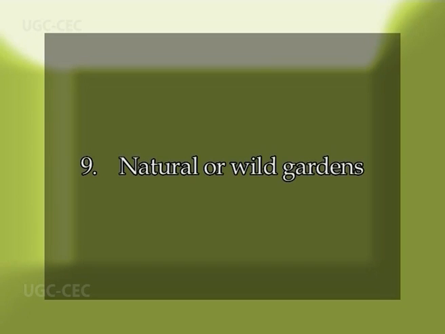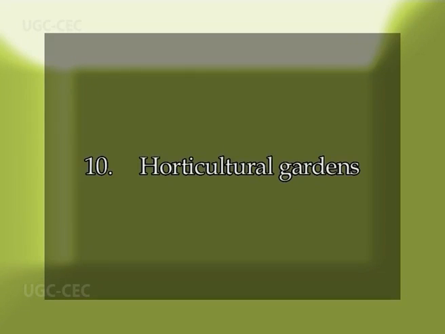Number 9, natural or wild gardens. These are confined to an area of natural or semi-natural vegetation which is protected and managed. Number 10, horticultural gardens. These are regulated by the horticultural departments and are also open to public.